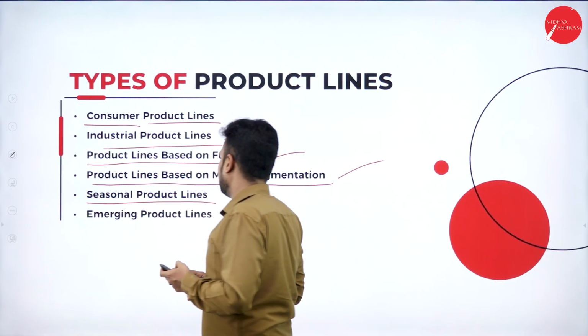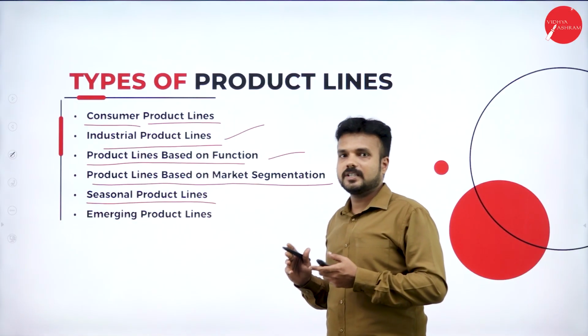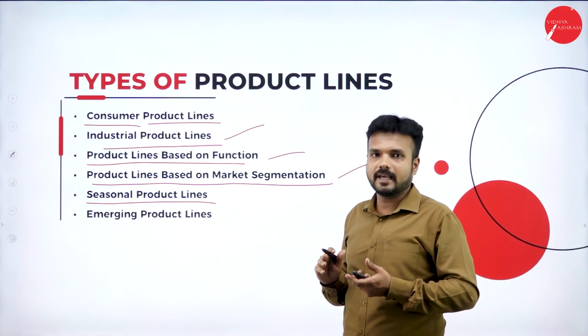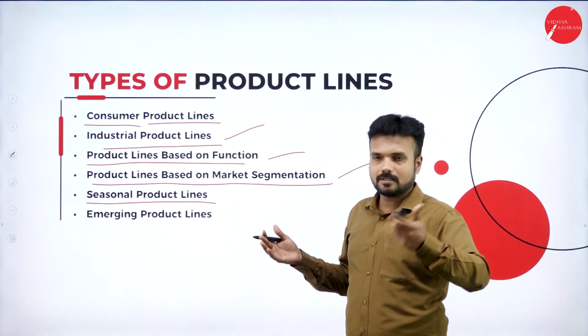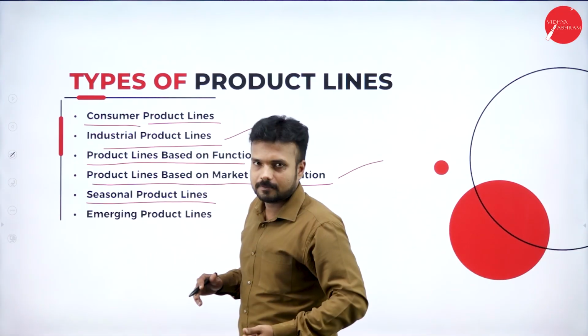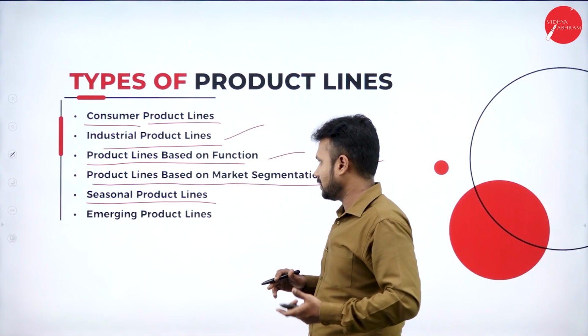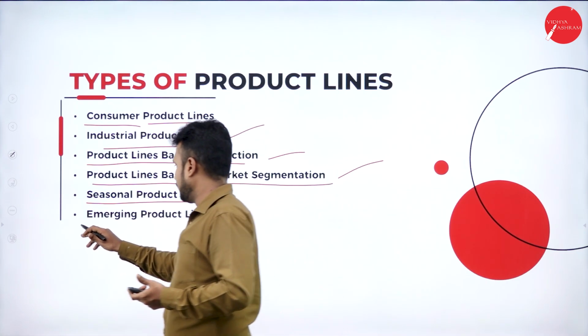Seasonal product lines. There are a number of product lines which are sold seasonally. When it comes to the summer season, we sell cool drinks or ice creams, followed by winter and cold seasons. So based on the seasons, we sell the product.